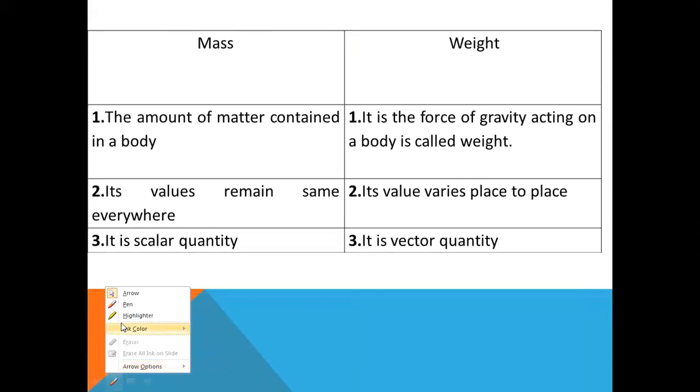Differences between mass and weight. Mass is the amount of matter contained in a body. Weight is the force of gravity acting on a body. Mass remains the same everywhere, while weight varies from place to place. Mass is a scalar quantity. Weight is a vector quantity.